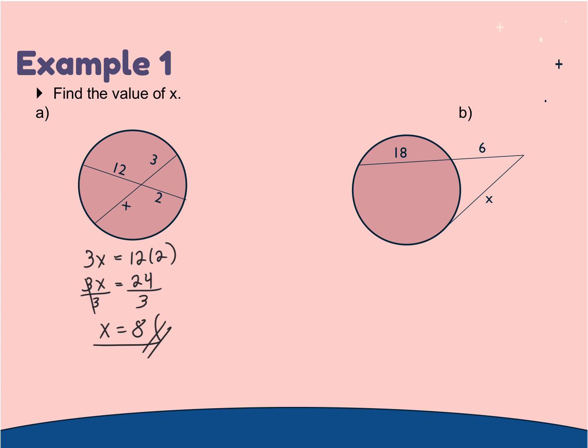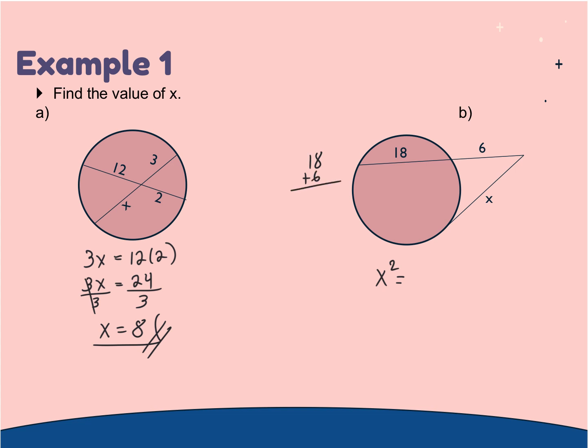Now, for B, we're using the tangent. It's going to equal this segment secant or secant segment theorem. So the way I'm going to do it is the tangent is the x. So I'm going to do x squared is going to equal 18 times 6. Just kidding. It's not 18 times 6. 18 is just the internal segment. It has to be the whole segment times the external. So it's going to be 18 plus 6.